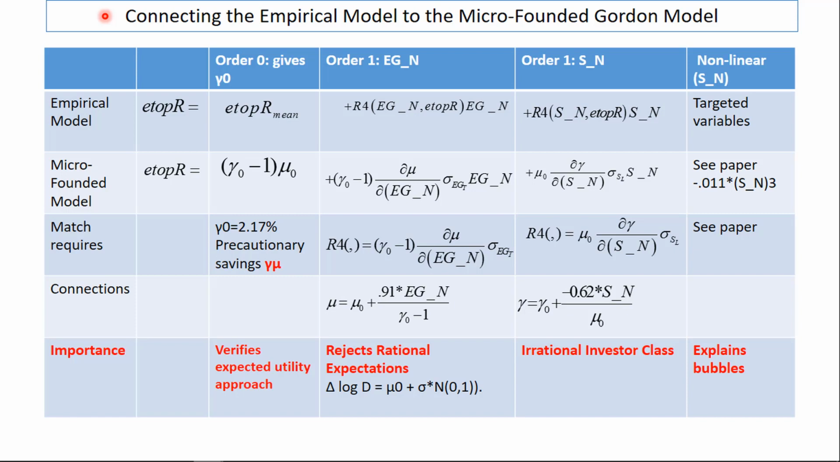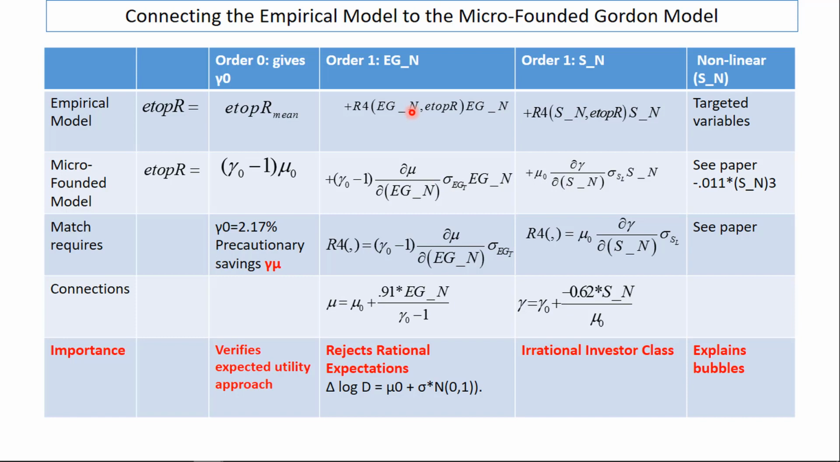Okay, now we're going to connect the empirical model and the micro-founded Gordon model order by order. The first two rows show the expansions of the two models. For the empirical model, we have the earnings yield is a constant, the mean of E to P R, plus a regression coefficient times the normalized earnings growth variable, and the same for the sentiment variable. In the micro-founded model, we have that the earnings yield is gamma 0 minus 1 times mu 0. And then we have the expansion, which we've taken out. To extract this, there's a gamma 0 minus 1 in front of this derivative. And similarly for the sentiment variable.